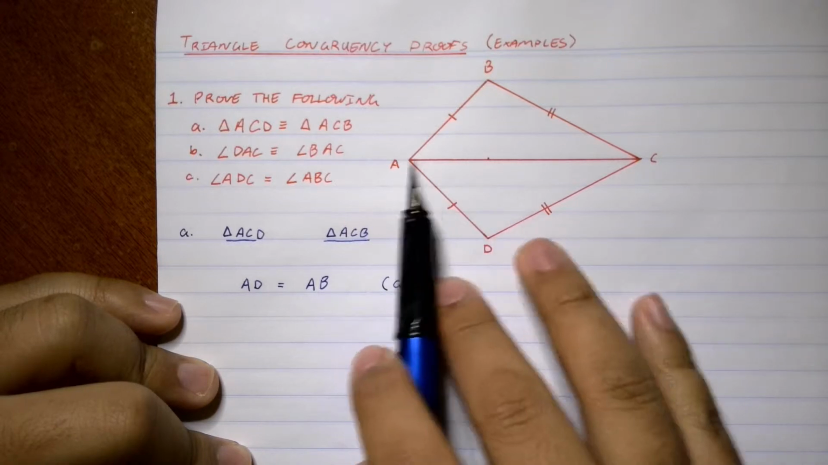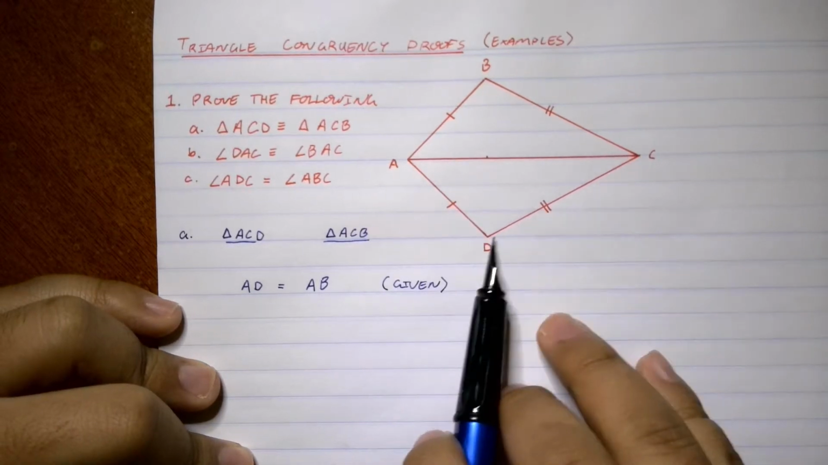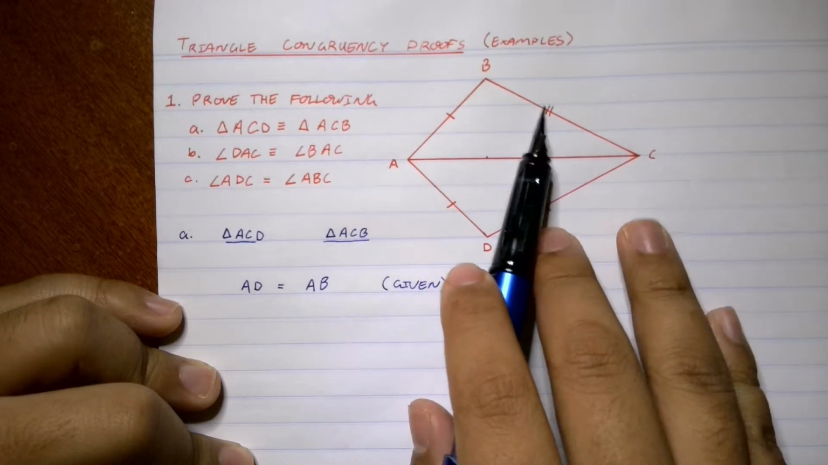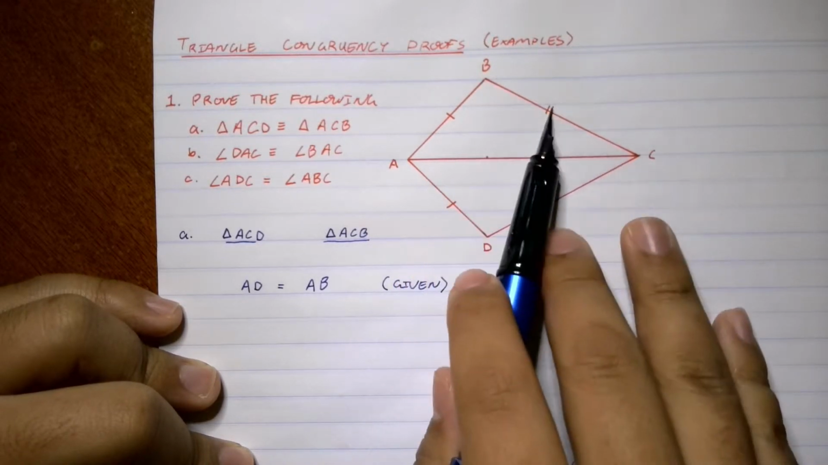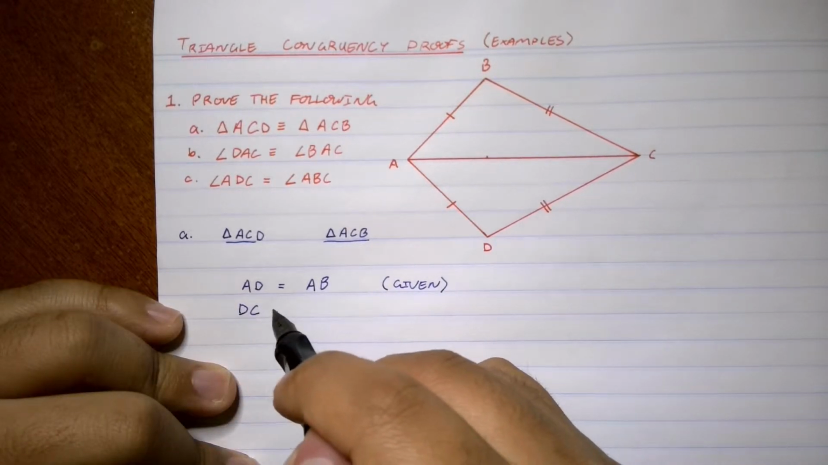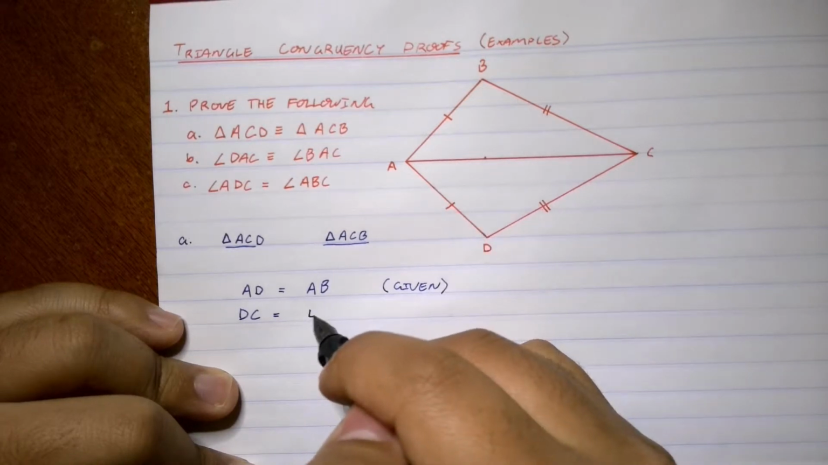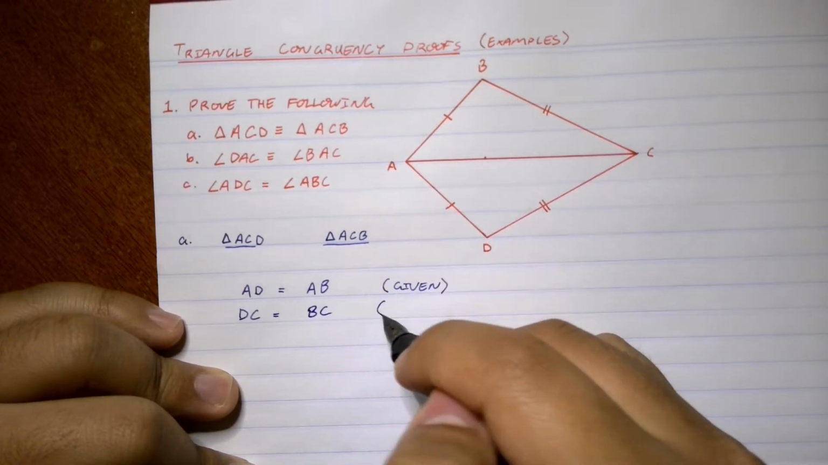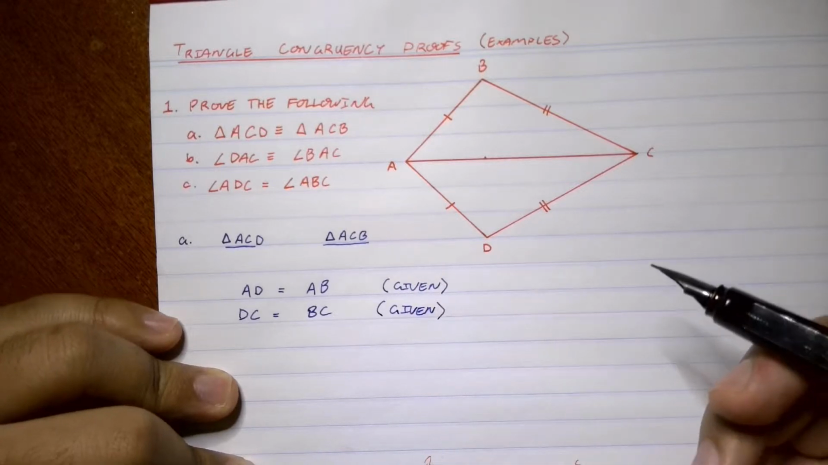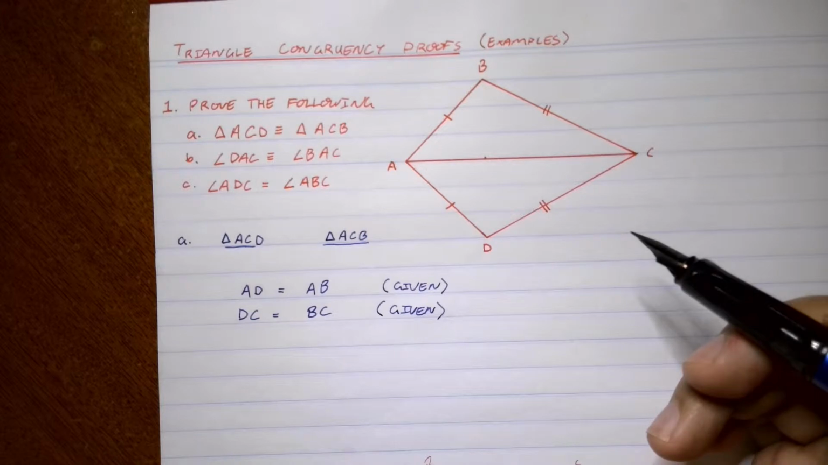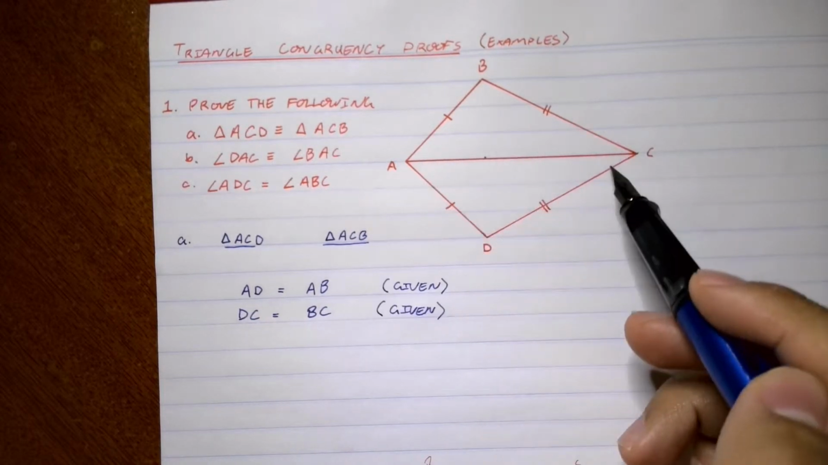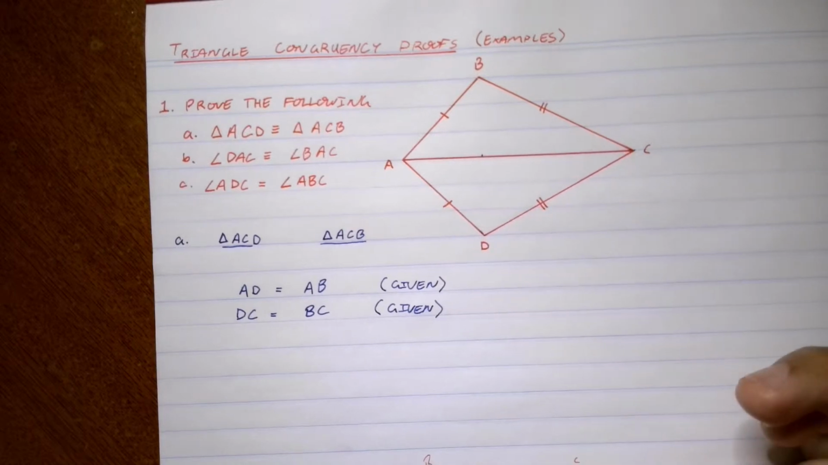Let's take a look again. We have this side DC with a double dash equaling this side BC also with a double dash. So let's make that statement. DC is equal to BC. That information is also given. Now, what other pieces of information can we take? Well, there are no angles that we are given.